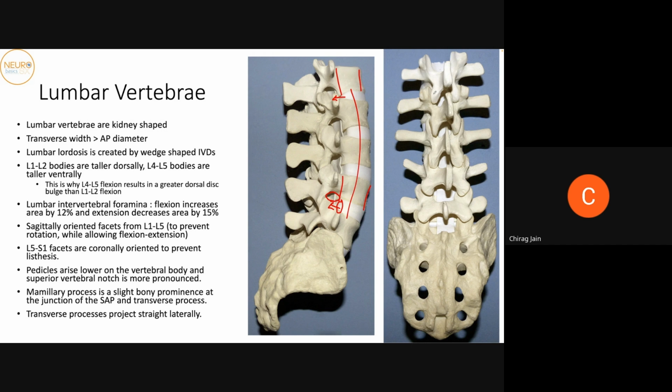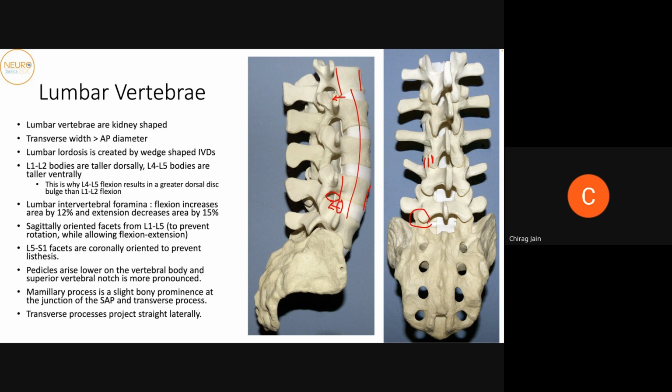The facet joints of the lumbar spine are oriented sagittally, as we have already discussed. The superior articular process is going to lie laterally, and the inferior articular process lies medially. This is basically to prevent rotation. The L5S1 facet, on the other hand, is oriented coronally, as you can see over here. This is predominantly to prevent L5S1 dehiscence.